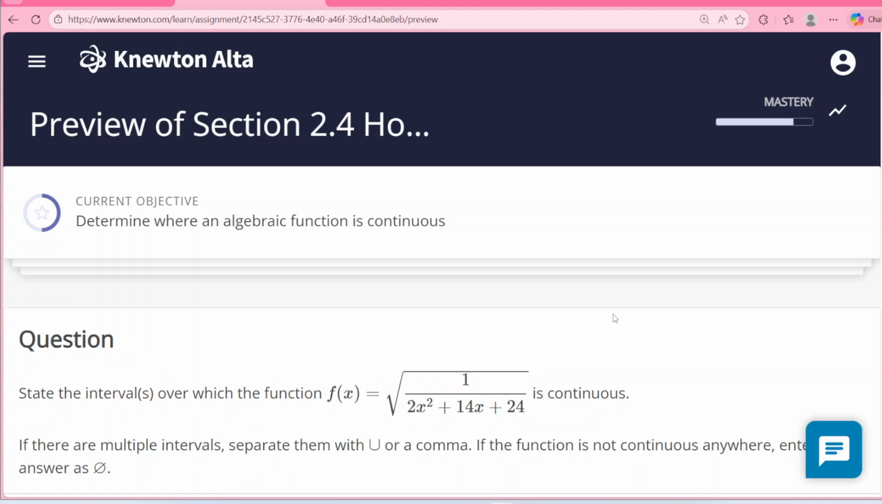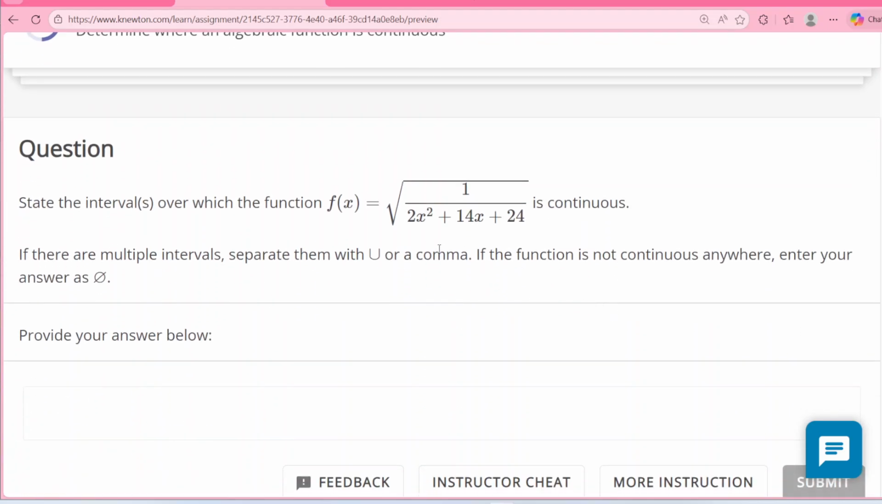Okay, all right, so that objective's done. So here's another one where I'm asked to state the interval or intervals over which this function is continuous. Right, so it's got an even root and it's got something in a denominator, right? So I have to really pay attention here. So again, this is one of those things where a function will be continuous on its domain, unless, like we saw in the previous problem in this objective, there's only one value in the domain or no values in the domain.